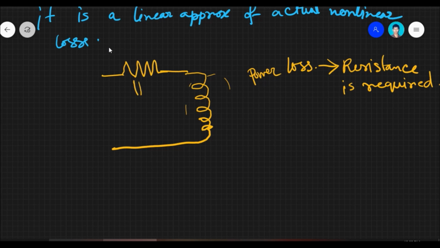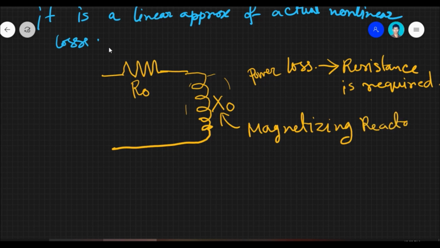This is due to that core loss resistance, let it be R naught. Let this one be X naught. X naught is our magnetizing reactance. Previously, when reluctance was 0, what was the value of your magnetizing reactance? When reluctance in the previous case was almost equal to 0, what was the value of your magnetizing reactance? You have to answer me.